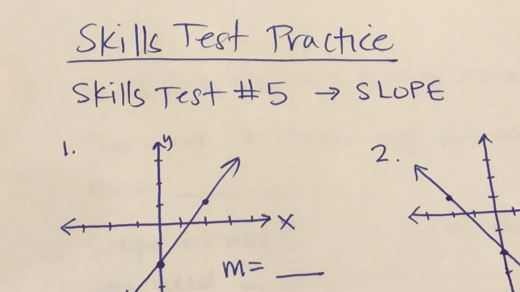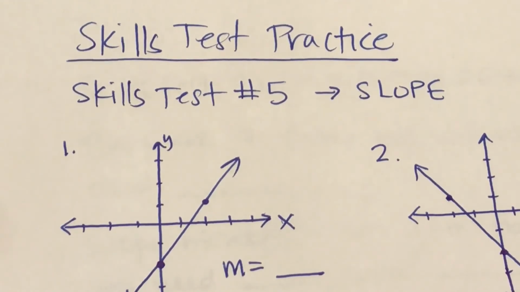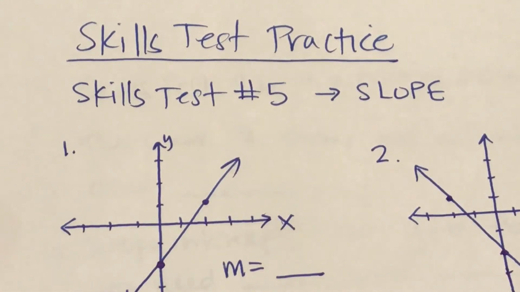What we're going to do is go over what's going to be on skills test number 5 and skills test number 6. That's your next skills test. You're going to have another polynomial one, and then skills test 5 and skills test 6. We're going to take that tomorrow, which is Thursday. So we're going to practice these right now. I'll go through some examples together.